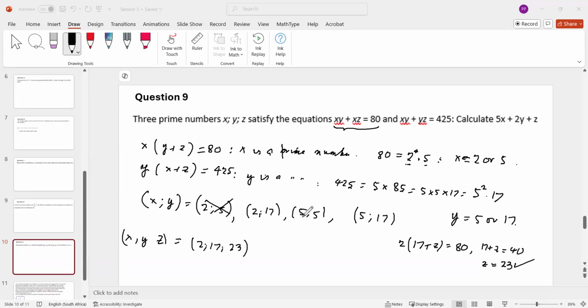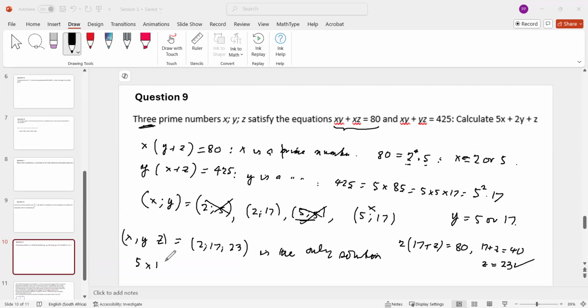I think we can eliminate the others because they say these are three prime numbers. Here x and y are the same, so that doesn't make three. In the end, you'll only get two prime numbers, so you can knock that out. And if you try this one here, this also doesn't work. I'm not going to go through that. This is the only solution. You can see why the others are not solutions. And then you can calculate 5x plus 2y plus z.